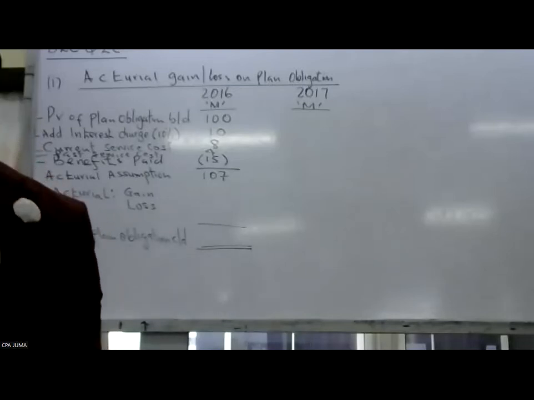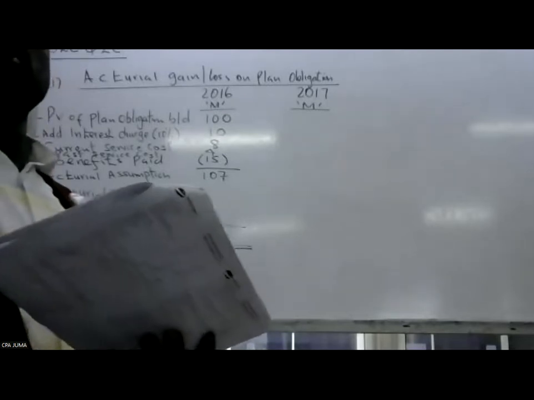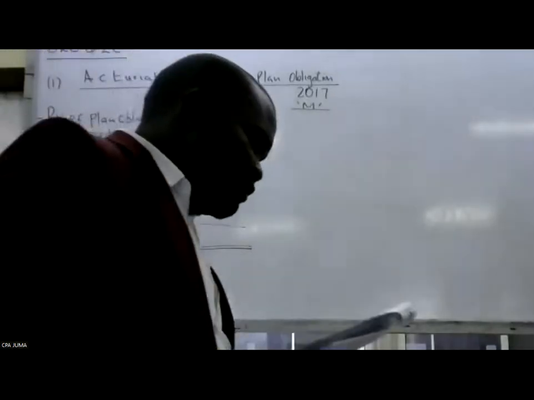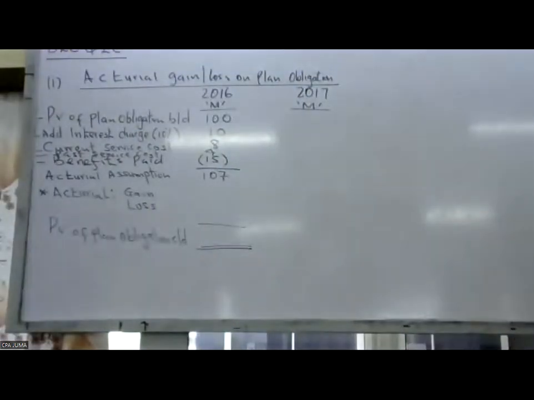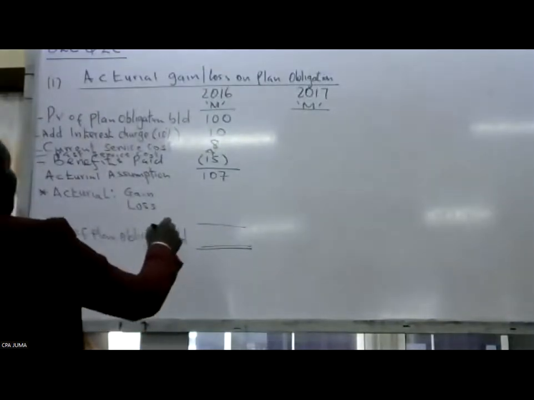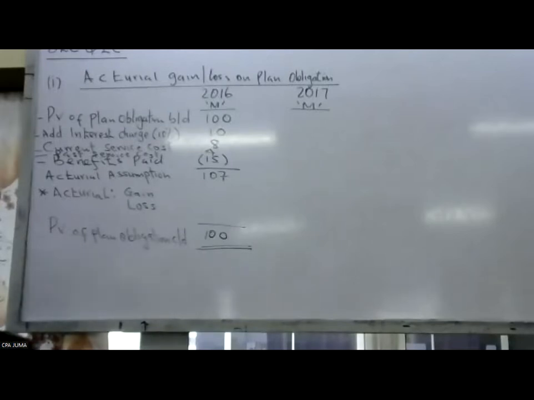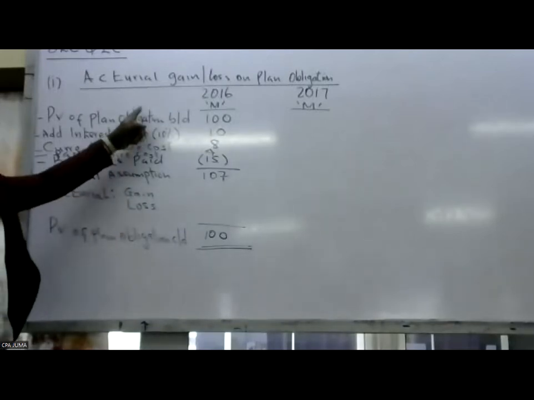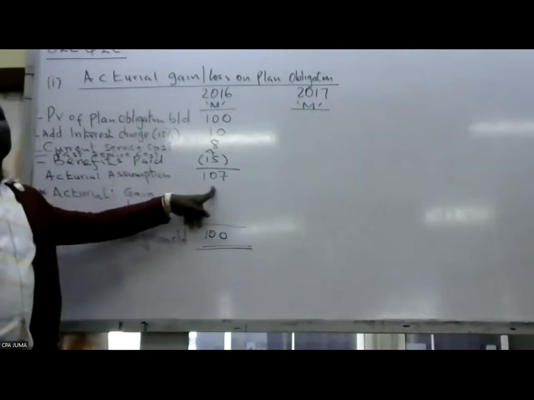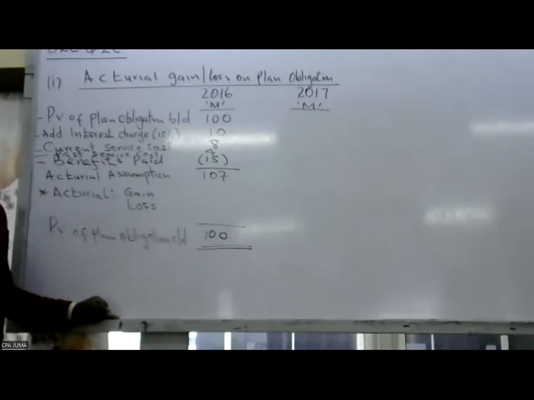How much is the actual outcome in 2016? When we are closing in November, how much is the present value of plan obligation? 100. So in November, the actual outcome in the scheme is 100. So the actuarial assumption, what was being anticipated, is that we will have a closing obligation of 107. The actual outcome is 100. Have you gained or have you lost?